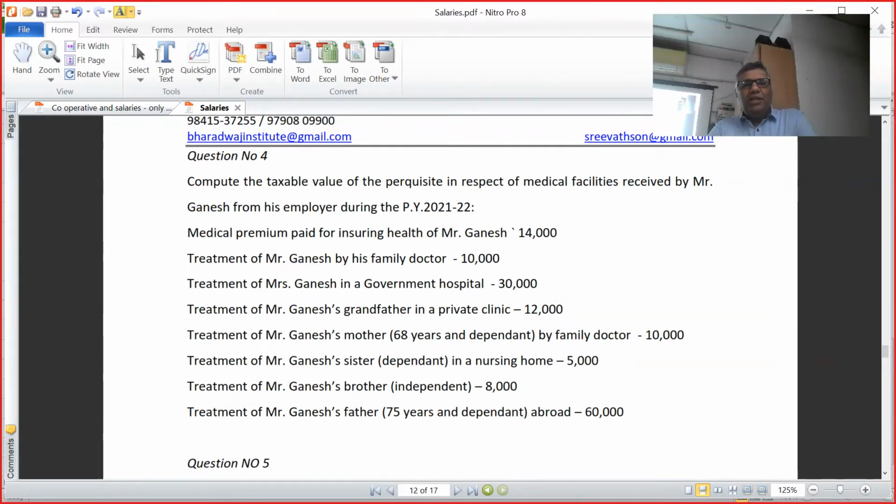Compute the taxable value of the medical perquisite received by Ganesh from his employer. Medical premium paid, taxable. Treatment of Ganesh by his family doctor, taxable. Treatment of Ganesh in a government hospital, allowed. Allowed means exempt. Treatment of Ganesh grandfather, taxable. Treatment of Ganesh mother by family doctor, taxable. Treatment of Ganesh sister in a nursing home, taxable. Treatment of Ganesh brother, taxable. Treatment of Ganesh father abroad, exempt, provided it is as per RBI norms.